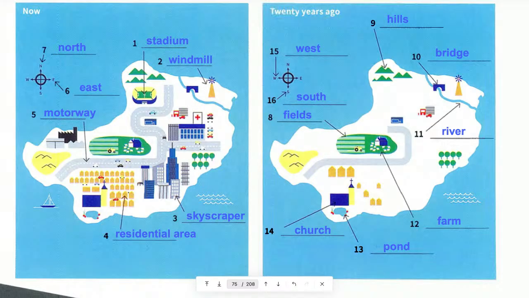And they have more houses in the residential area. More buildings here, more skyscrapers. The beach stays the same. The beach is very small. Many cars and transport.